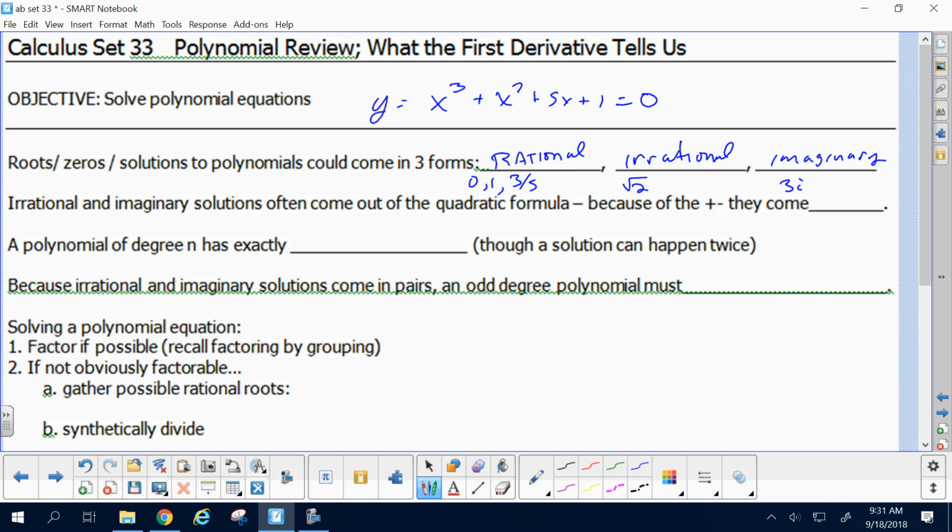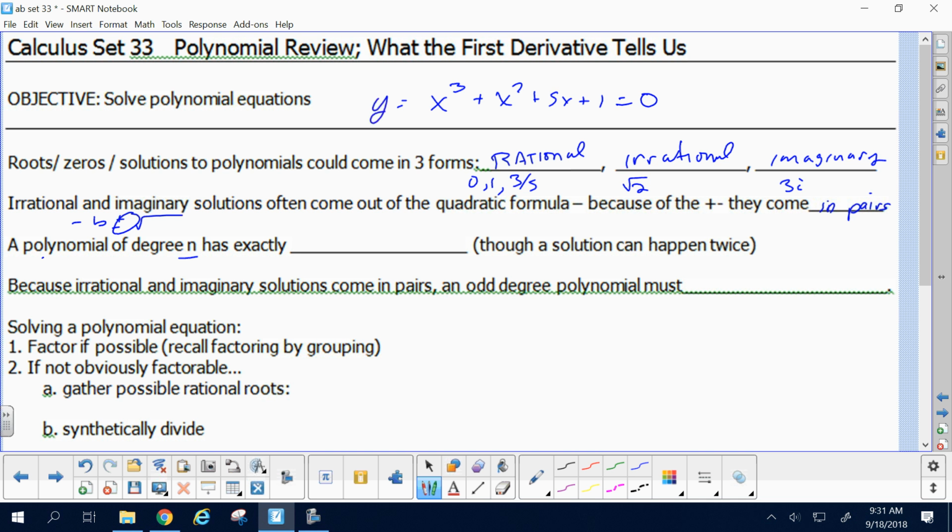Okay, irrational and imaginary solutions, they come from the quadratic formula usually. And so the quadratic formula has that plus or minus in it. Do you agree? And because of that, irrational and imaginary come in pairs. You usually wouldn't see root 2 without also seeing negative root 2. Or you wouldn't see 3 plus 2i without also seeing 3 minus 2i. They come in pairs because of that quadratic formula element. You follow? Okay? A polynomial of degree n has exactly blank solutions.